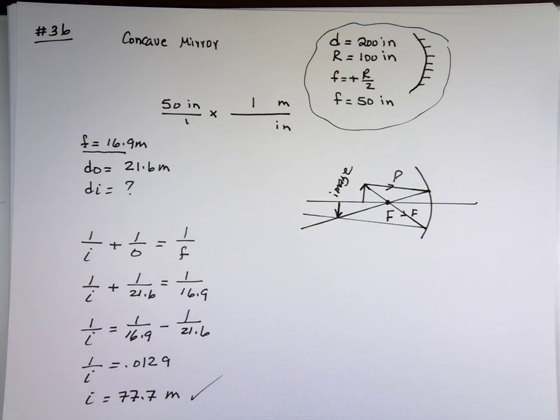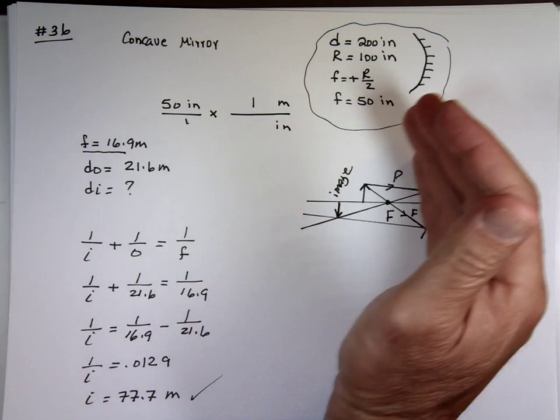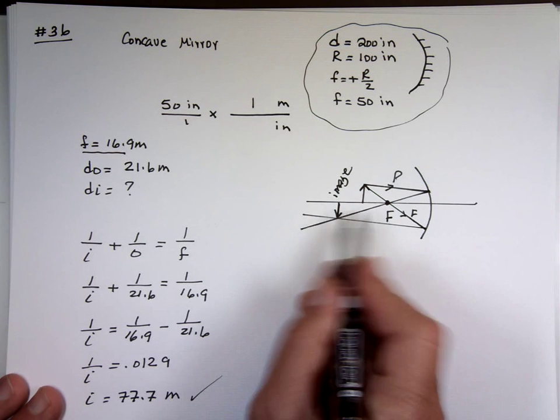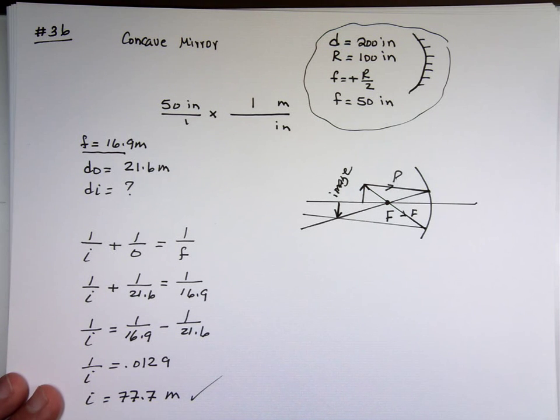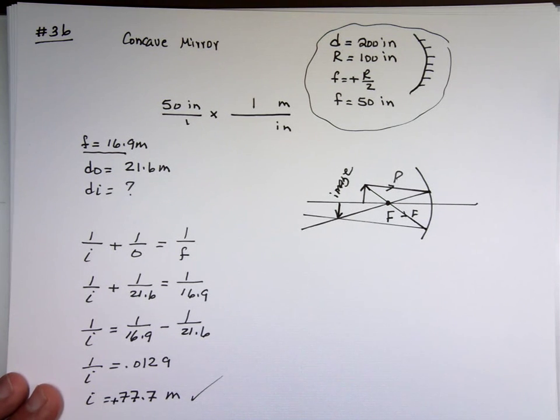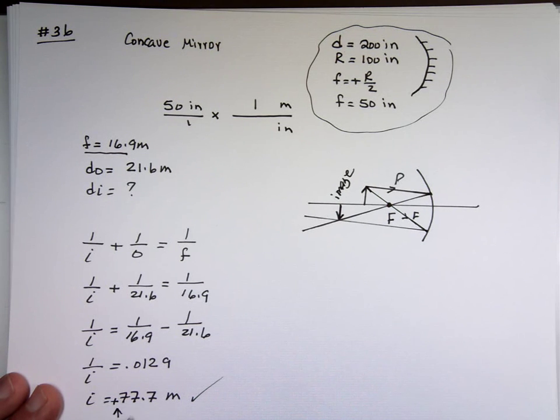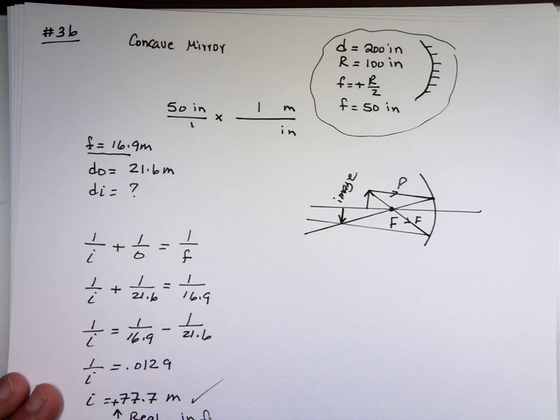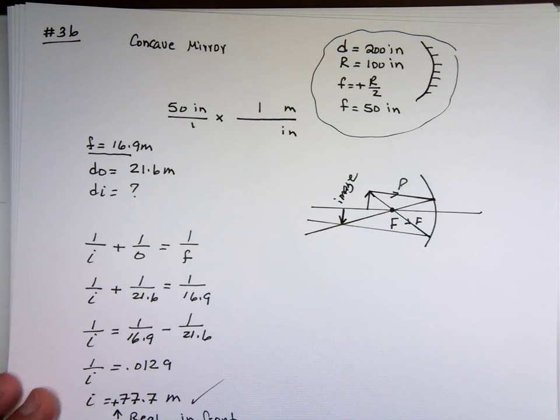Now the image, we see where the image is. Is the image in front or behind the mirror? This side is considered the front, that's behind. You can tell from the pictures in front. You can also tell from this. Why? Because this sign is positive. If it's positive, that tells you it's a real image. Real means in front, same side as the object, in front of it.